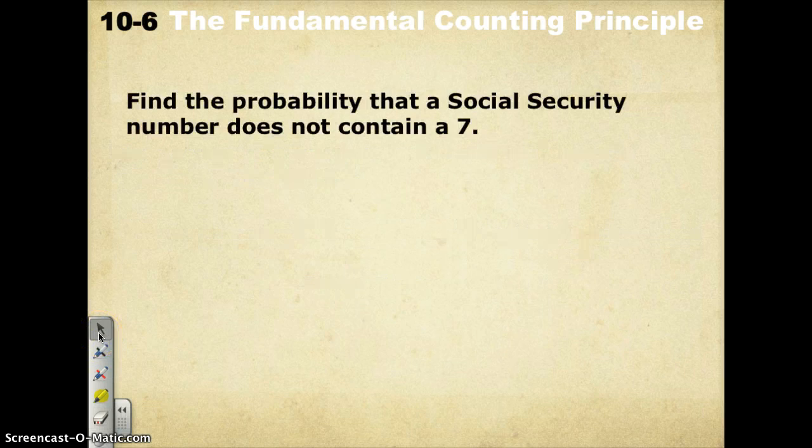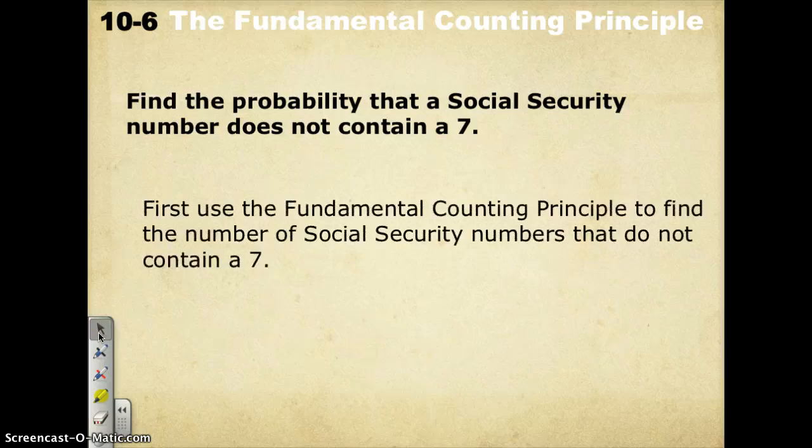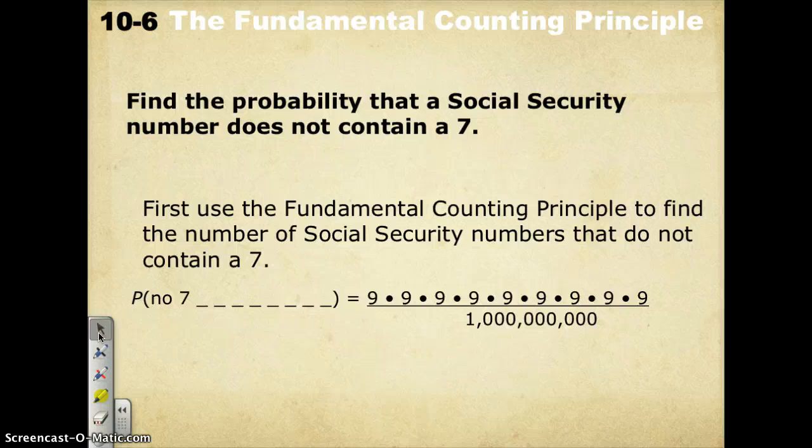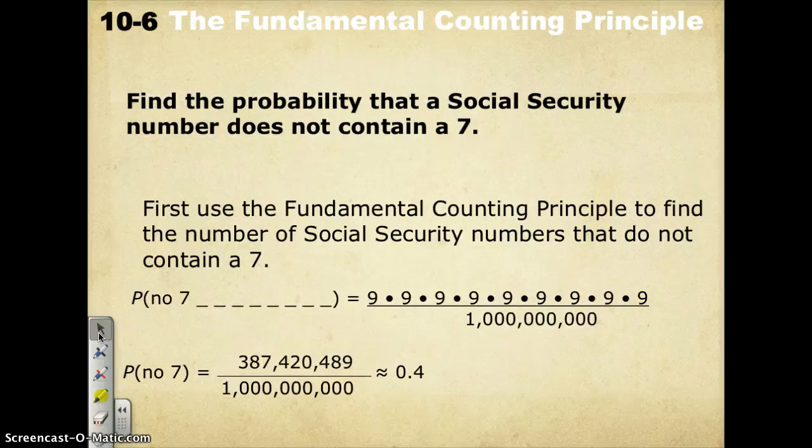Find the probability that a Social Security number does not contain a 7. All that has changed now is that we want to take the 7 out. So we can't have a 7, which means we only have 9 numbers to choose from in all positions. So we multiply that together, and we get approximately 4/10 when we divide by 1 billion.